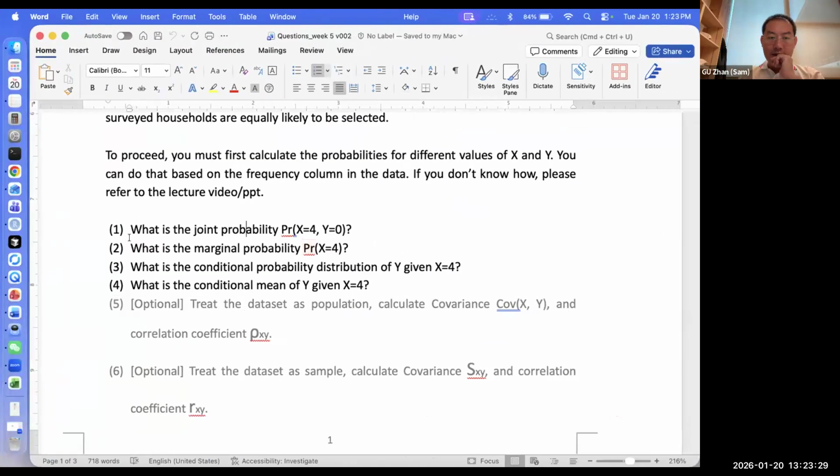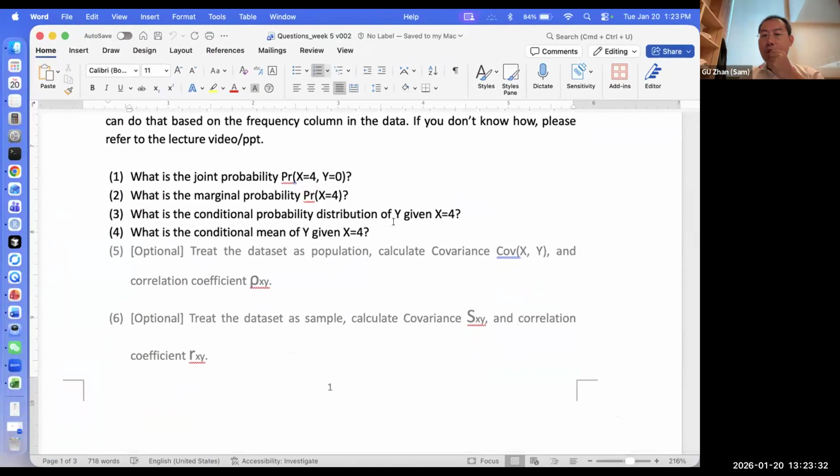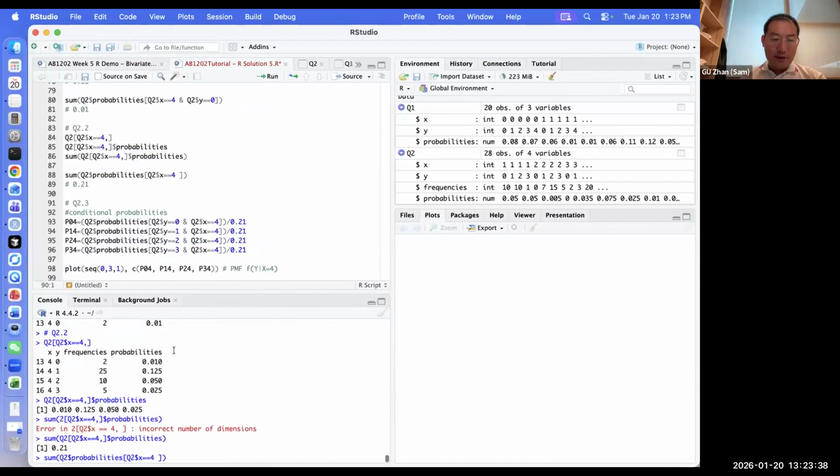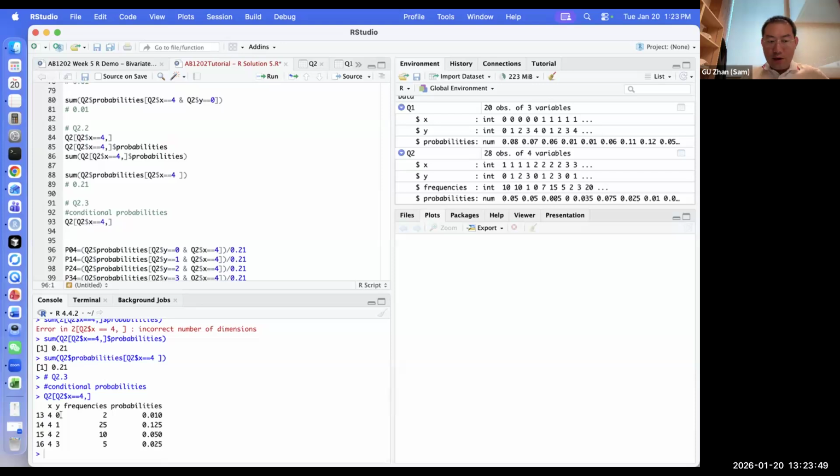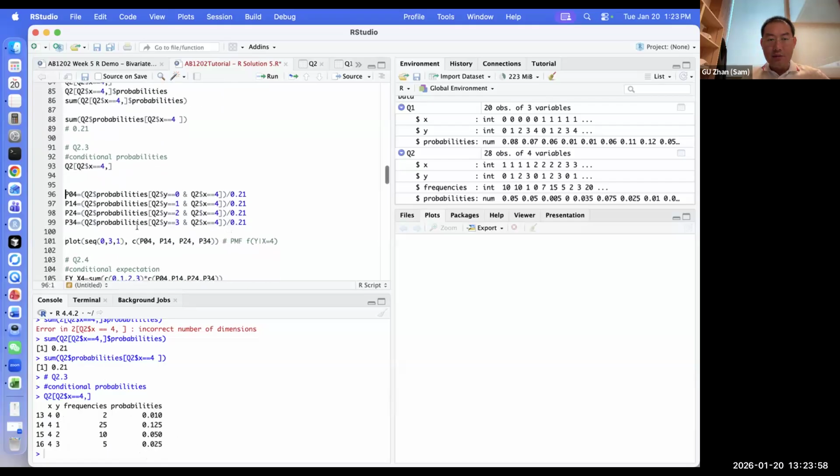Then 2.3, what is the conditional probability distribution of y given x equal to 4? So basically you want to see x equal to 4, then what is the corresponding y value? It's actually shown here. X equal to 4, y you can take y equal to 0, 1, 2, 3, and what is the joint probability. Then you convert the joint probability to conditional probability by dividing these joint probabilities by the sum of all these probabilities.